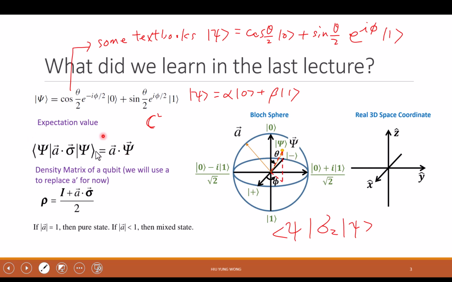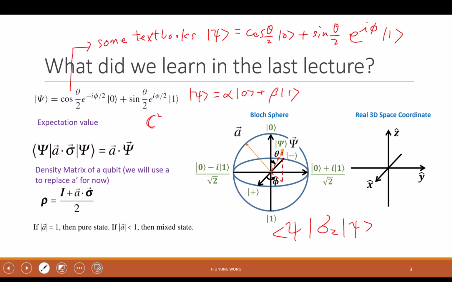Then how about this one? This is a 2x2 matrix, formed by the inner product of the unit space vector A and the Pauli vector. So this one represents a magnetic field projecting in this A direction. And it turns out the expectation value is just equal to this psi vector.